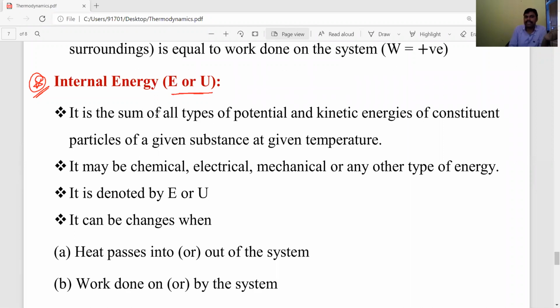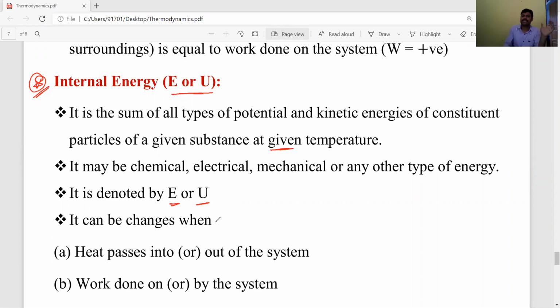Okay, let's see internal energy. Internal energy is defined as the sum of all types of energies, meaning potential energy, kinetic energy, all types of energies for a particular substance at a given temperature. That internal energy may be in the form of chemical, electrical, mechanical, or any other type of energy. It is denoted by E or U.